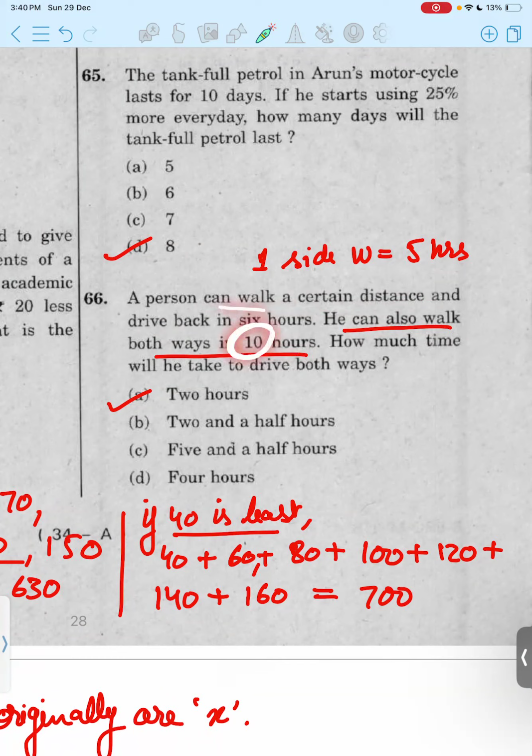And here, if he walks one side, it means he will walk for 5 hours and drive back the second half of the distance. That is total time 6 hours. So it means for driving back, it will take 1 hour, and for walking, 5 hours. It is being asked how much time will he take to drive both ways. So we have calculated the time for walk and for driving separately. For driving, if it takes one side 1 hour, on both sides it will take 2 hours.